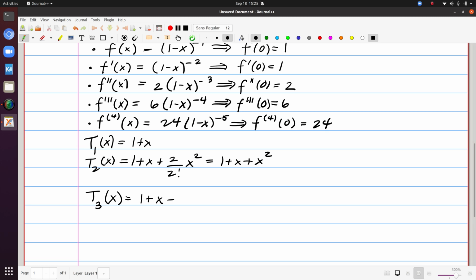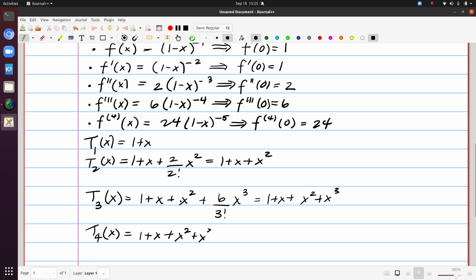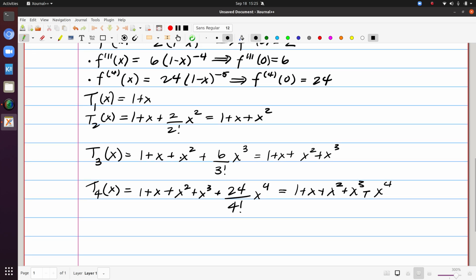So we've already seen the simplification of the first 3 terms to this. Now I'm going to add 6 over 3 factorial x cubed, but that reduces to a coefficient of 1 on x cubed as well. And then finally, the fourth degree, again, I would add up everything from the third degree. And now I'm going to tack on 24 over 4 factorial x to the 4th. And again, that reduces to just having that extra term being 1 times x to the 4th.